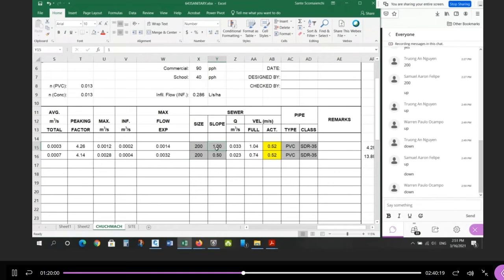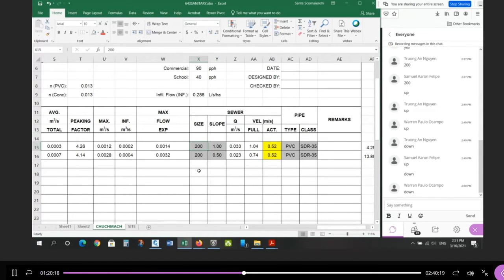The slope has the same effect. If I make it steeper, Q goes up as well. If it's 1%, it's 33. If it's 2%, it's 46. If it's 3%, it's 57, and so on. So if you increase size and slope, capacity goes up.